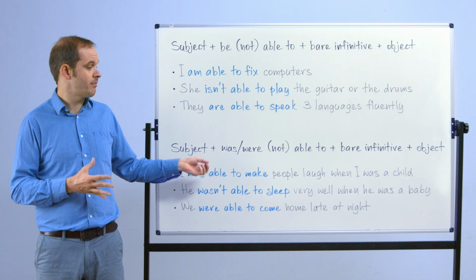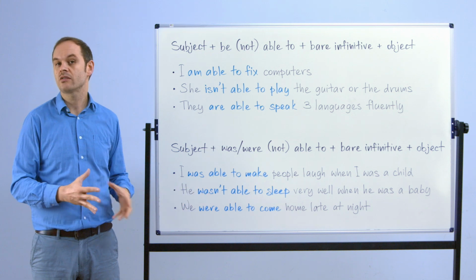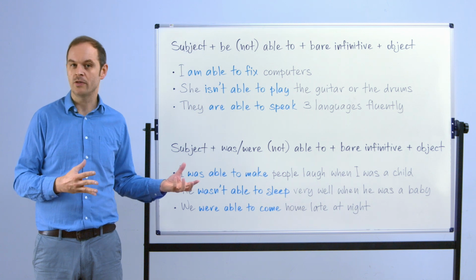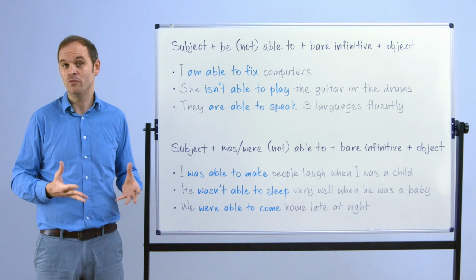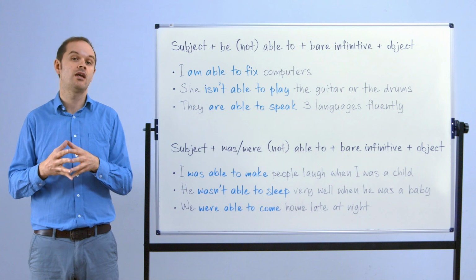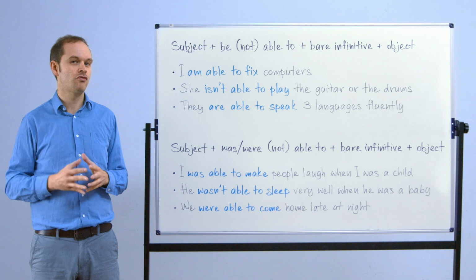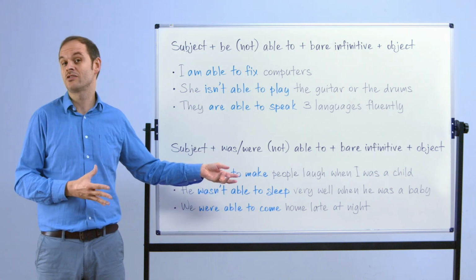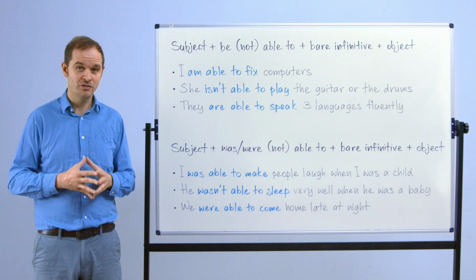He wasn't able to sleep very well when he was a baby. So again, directly into the past with wasn't, and what we're describing here is the inability of this person to do something when he was a baby. Now presumably, in the present, this person can sleep quite well. We were able to come home late at night. So again, what we're describing here is a past ability and something that possibly isn't true today, or maybe things have changed a bit. We were able to come home late at night suggests this person is describing a time in their life when they were young, whereas now maybe they've got more responsibilities.